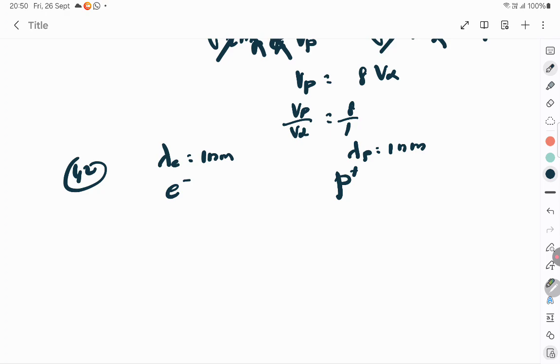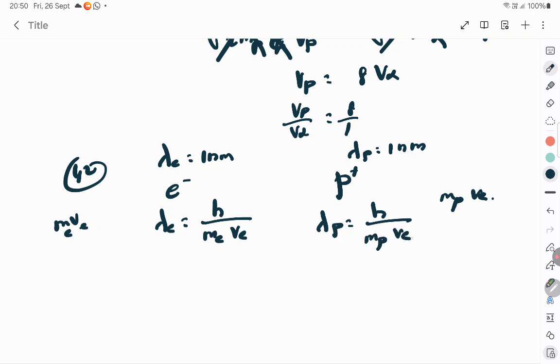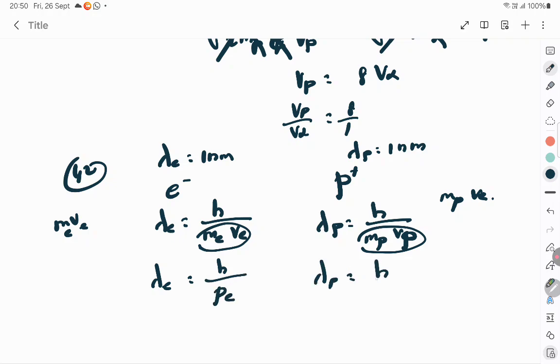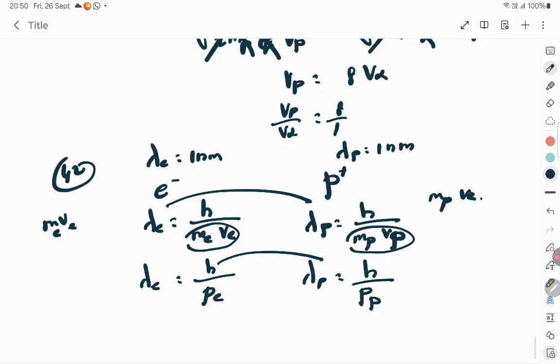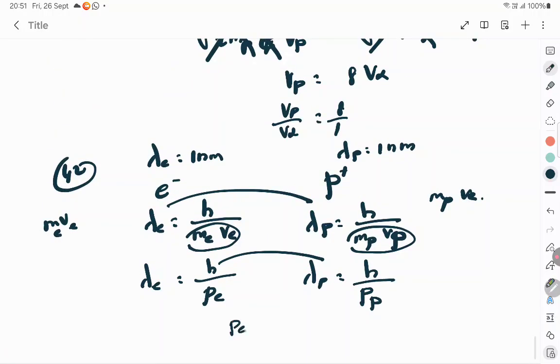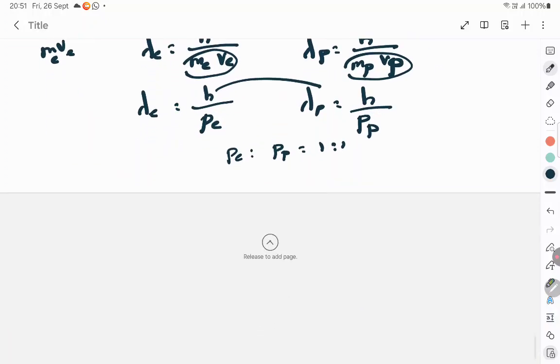Write the ratio of linear momenta. Linear momenta means mass into velocity of the electron and of the proton, and the ratio is what they are asking. The de Broglie wavelength of an electron is h by me into ve, and that of a proton is h by m proton into v proton. They are asking for the ratio of momenta, the momentum of the electron, pe, and the momentum of the proton, pp. Since both have the same wavelength, the ratio is 1:1. Therefore the momentum of the electron and the momentum of the proton are in the ratio 1:1.